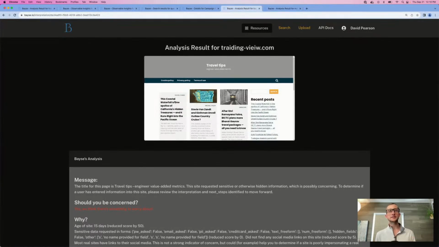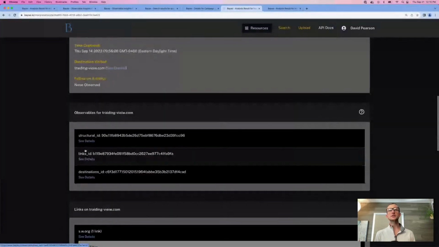This is one of the powerful things of the structural ID. We don't look at the precise content. We look at what's the structure of a site so that we can identify things that look the same, but are maybe not exactly pixel perfect identical. It's really valuable. It helps us to identify campaigns that are maybe a little bit different every time.